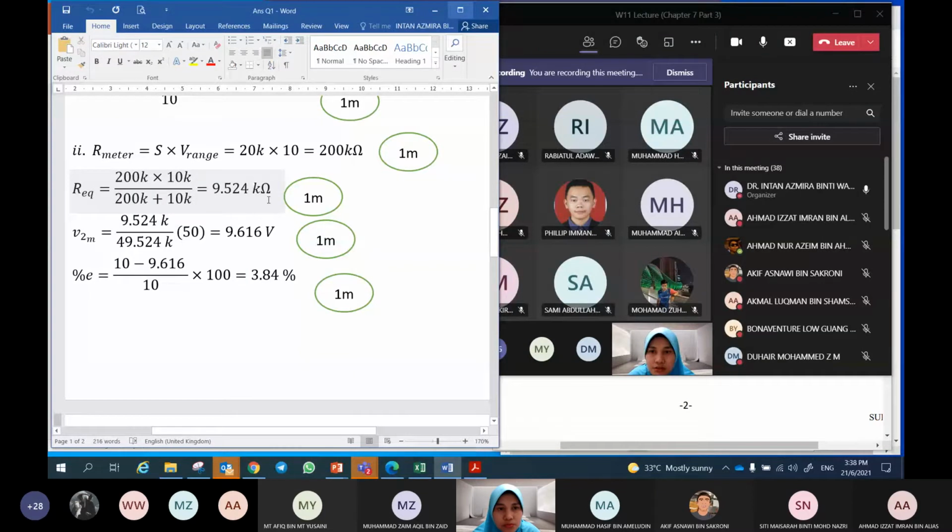Okay, we use the voltage range of 50, and then we can calculate for the error. So this is the error for voltmeter number 2. This is the error for voltmeter number 1.